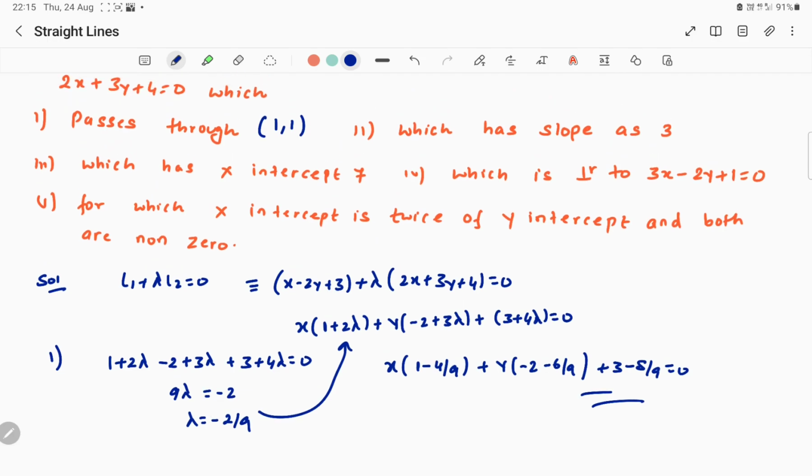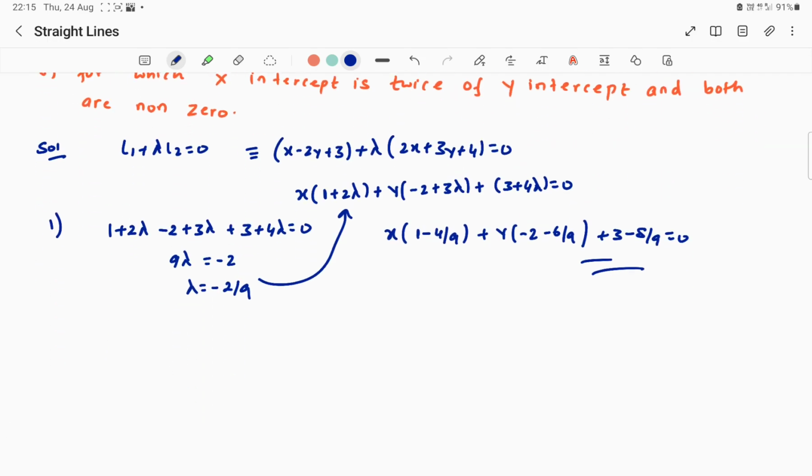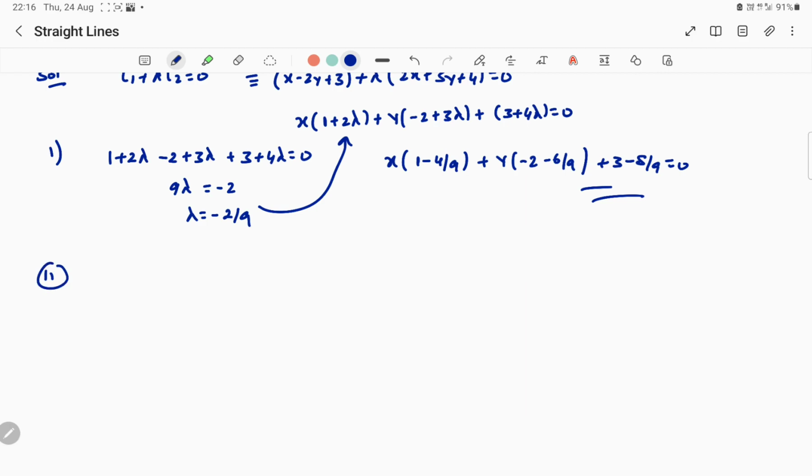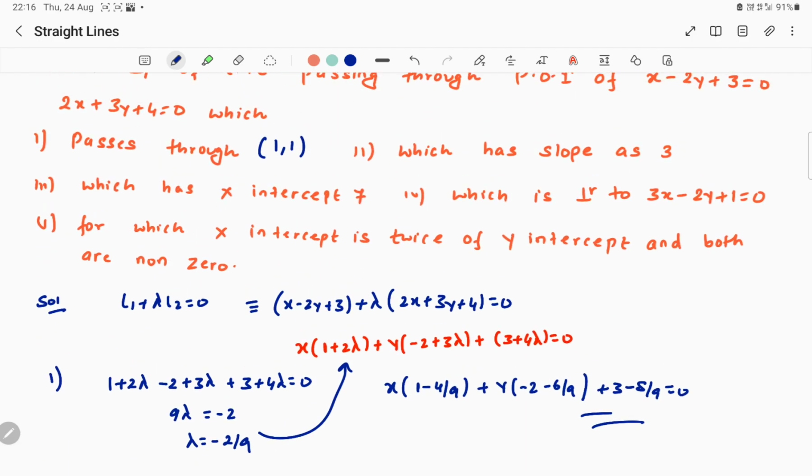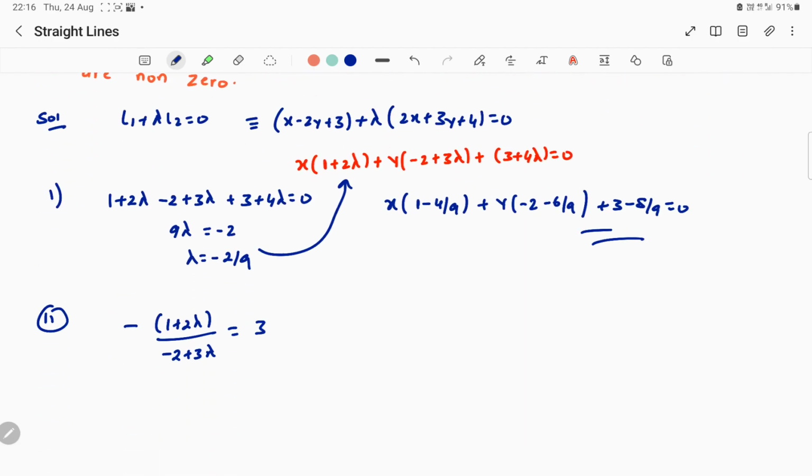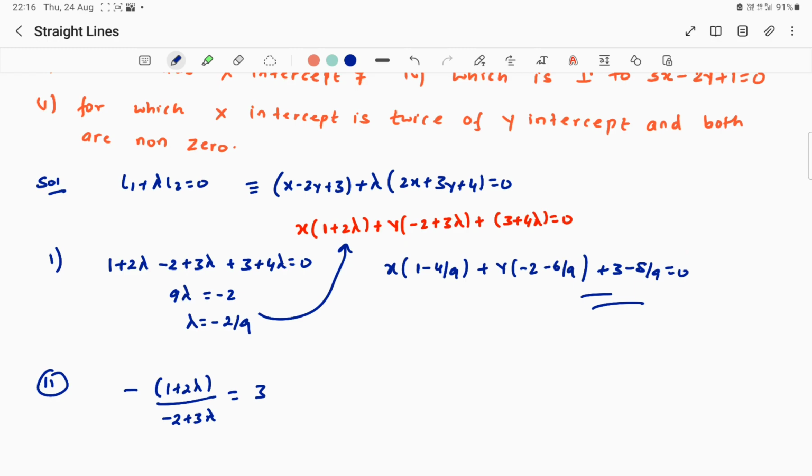Okay, second part, which has a slope of 3. So again this is the main equation, let me highlight with red. So what is the slope of this line? Minus coefficient of x, which is 1 plus 2 lambda, divided by coefficient of y, which is minus 2 plus 3 lambda, and this should be equal to 3. So again one equation, one variable, solve and get the value of lambda, and that lambda value substitute in the given equation, that will be the required answer.